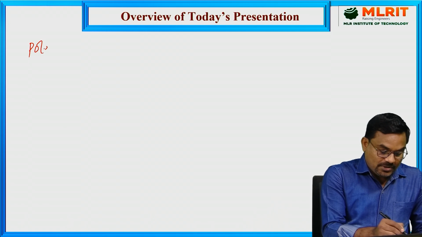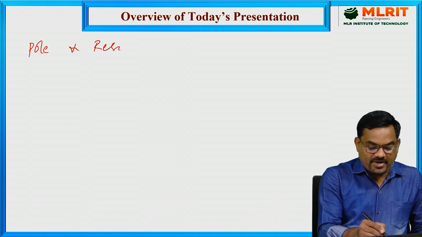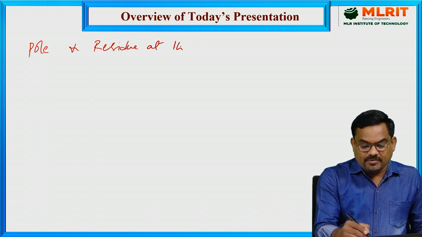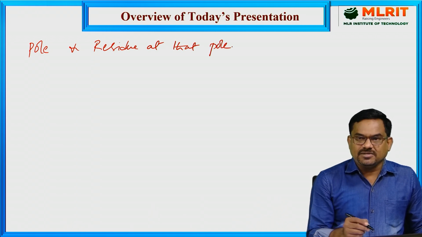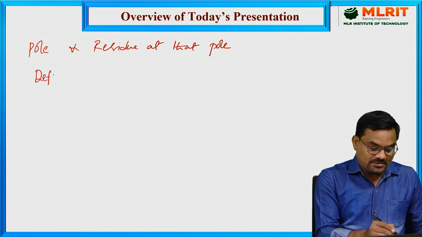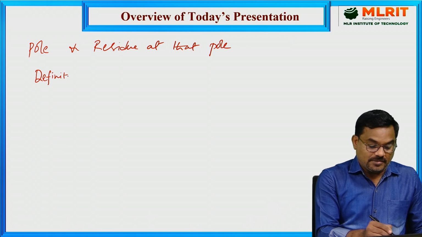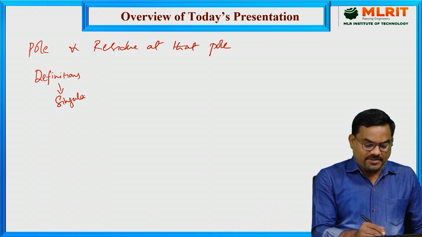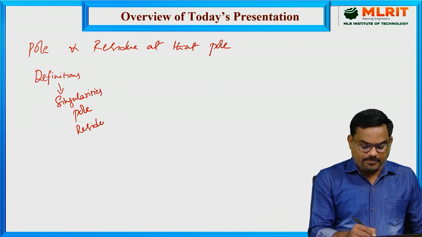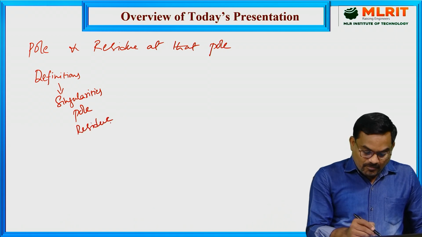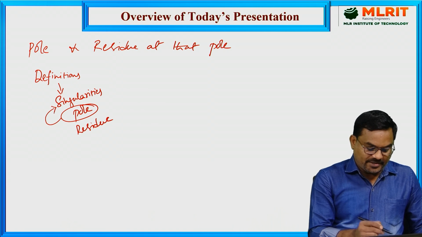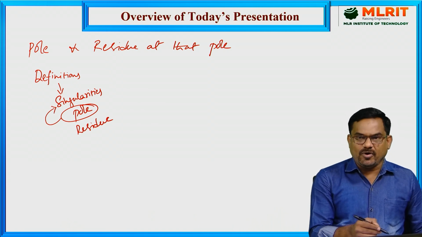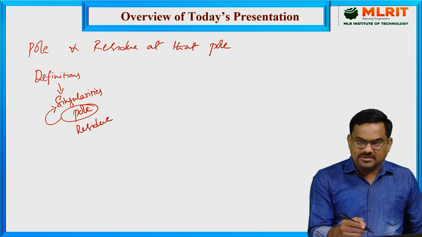So, pole and residue at that pole. In the last session, we discussed important definitions on singularities, different types of singularities, then the definition of a pole, residue at that pole, etc. Now, a pole is one type of singularity. So, it is also a singular point that follows some particular definition.